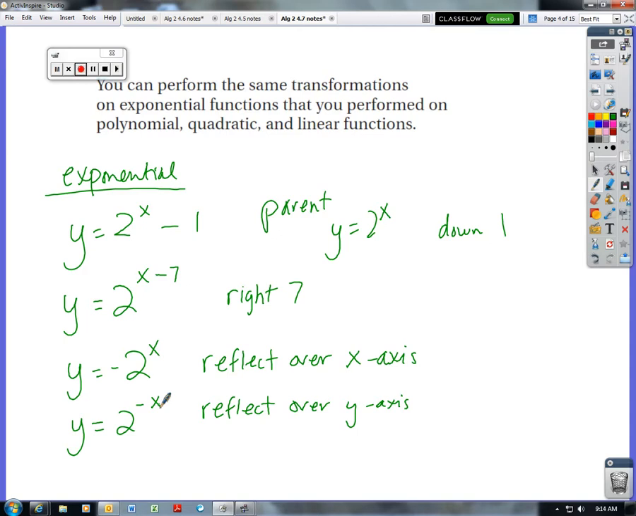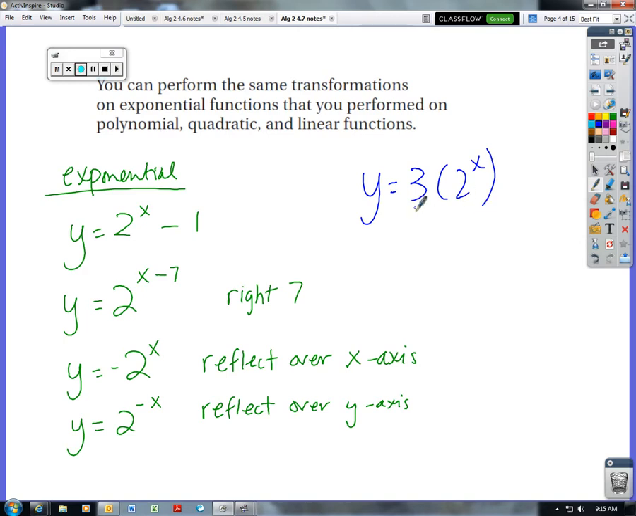And then we had our stretches and compressions. So if we had y equals, let's put a 3 out front, when the parent is still 2 to the x, but the 3 out in front, that's going to be a vertical stretch. It's vertical because it's out front. It's a stretch because 3 is greater than 1. And if it had been a fraction like 1/2, it's still out front, so that's still a vertical, but it's going to be a compression since the half is less than 1.